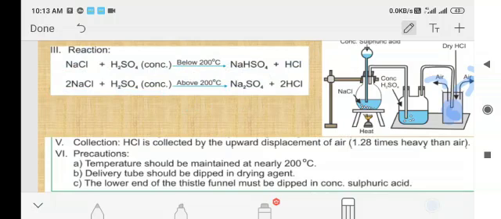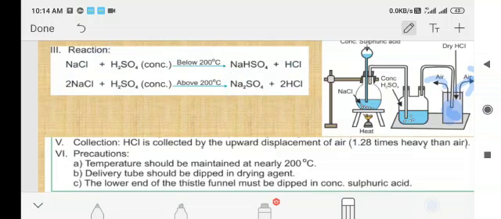From the examination point of view, you will learn the first reaction. The second reaction is also possible, HCl will also be produced, but there are some drawbacks with the production of NaCl. In precautions, I will tell you that point. So for examination, you will learn the top reaction with the temperature just below 200 degrees Celsius.